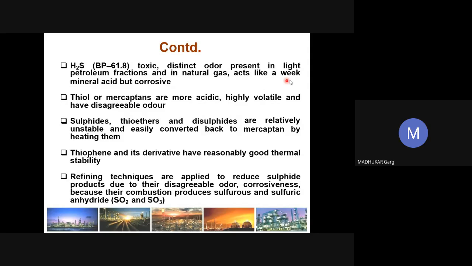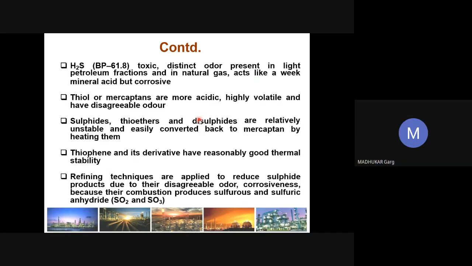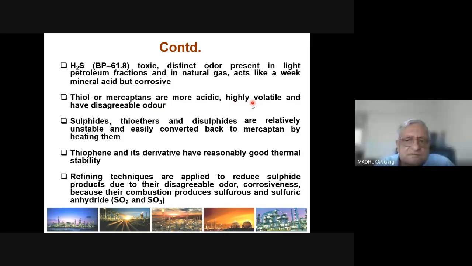It's a weak mineral acid, and it can create corrosion in the carbon steel which is used to construct the refinery plants. Mercaptans, which are also called thiols, are acidic, and as you know, have a very disagreeable odor. So this also creates corrosion. This has to be removed for sure, and we'll understand how these things are done later on in the course.